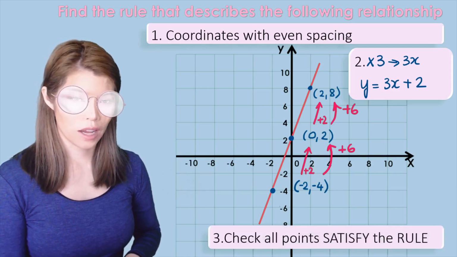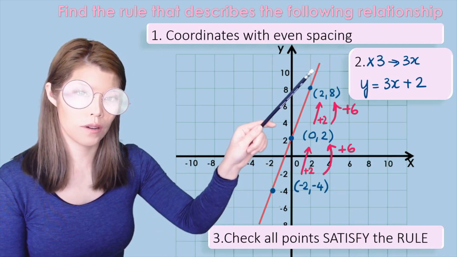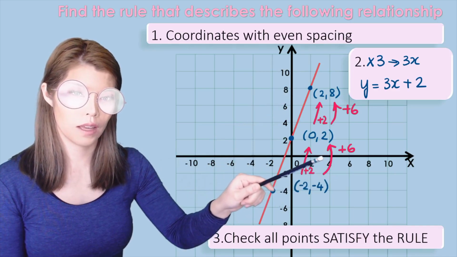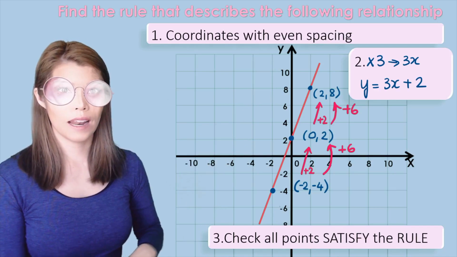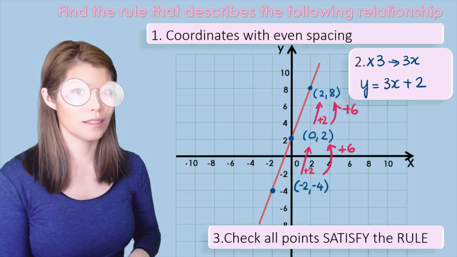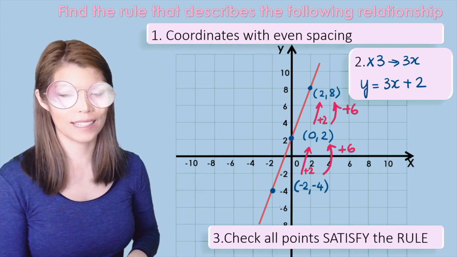Now we double check, always double check. So let's say we pick 3. 3 going up, we get 11. Let's see, 3 over there. It's this point over here, 11. Well, we get 11. So 3 times 3 is 9 plus 2 is 11. So it works. Always check that your rule works.